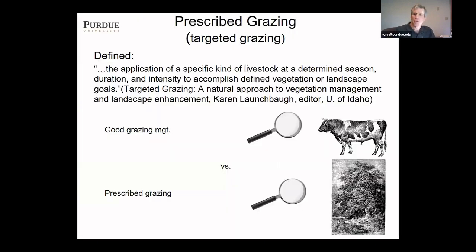So Karen Launchbaugh at the University of Idaho defined prescribed or targeted grazing as the application of a specific kind of livestock at a determined season, duration, and intensity to accomplish defined vegetation or landscape goals. So with good grazing management, the focus is on outcomes with the animal. With prescribed grazing, the focus is on the outcomes with the vegetation, the plant community.